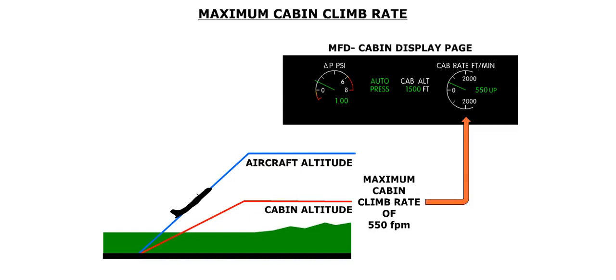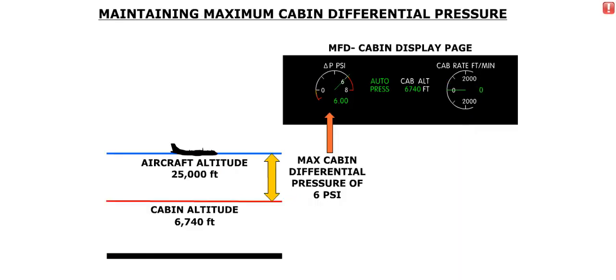During the climb, the digital controller will maintain a proportional pressure differential between the cabin altitude and the aircraft altitude. The controller will climb the cabin altitude at a maximum rate of 550 feet per minute. The pressurization system will maintain a maximum cabin differential pressure of 6 psi. If the aircraft is at flight level 250, the cabin altitude will be at 6,740 feet.